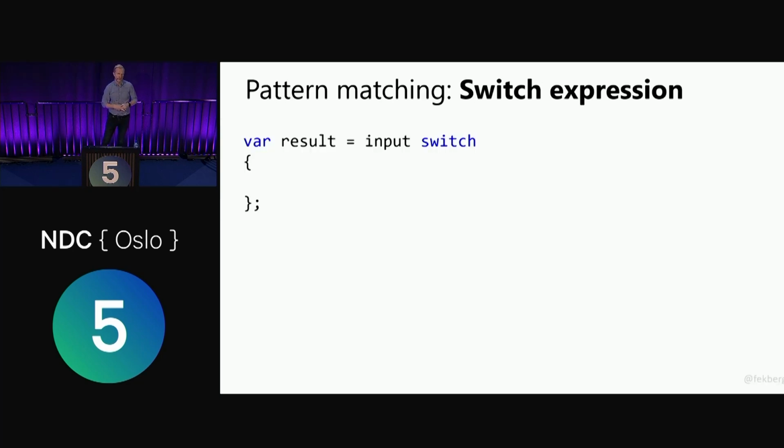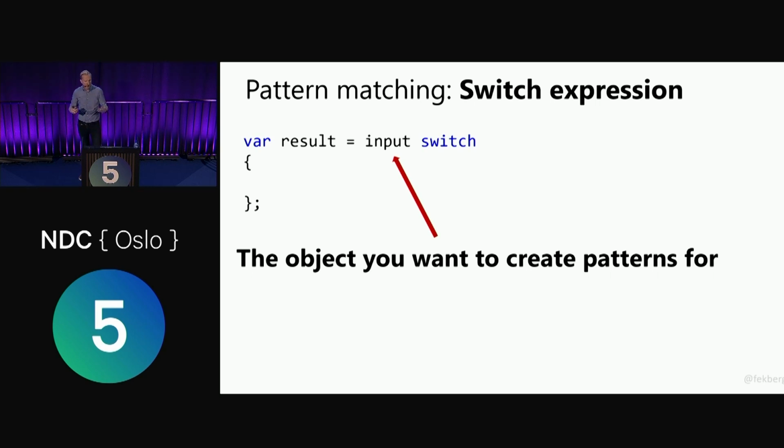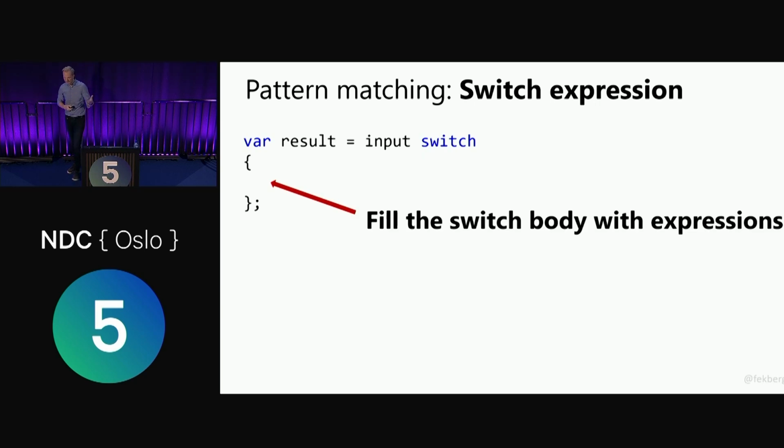They introduced a new concept called a switch expression, which looks very different from what you might have seen in C# before. So here, I want to get a result based on what an object looks like, or what the instance looks like. So this here, the input, is the object we want to create different patterns for, right? And then I can fill this with expressions to say, what type is this? What kind of properties and values does this have? What does it deconstruct to? We can fill this with very complex and simple patterns.